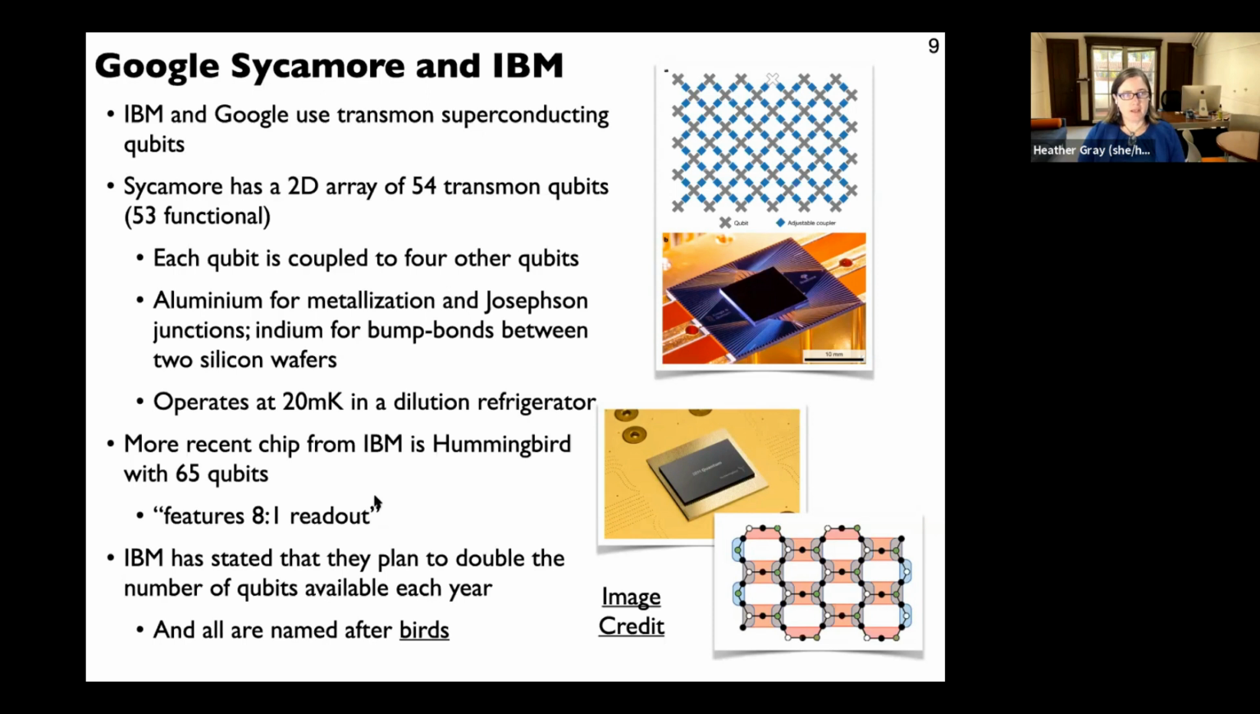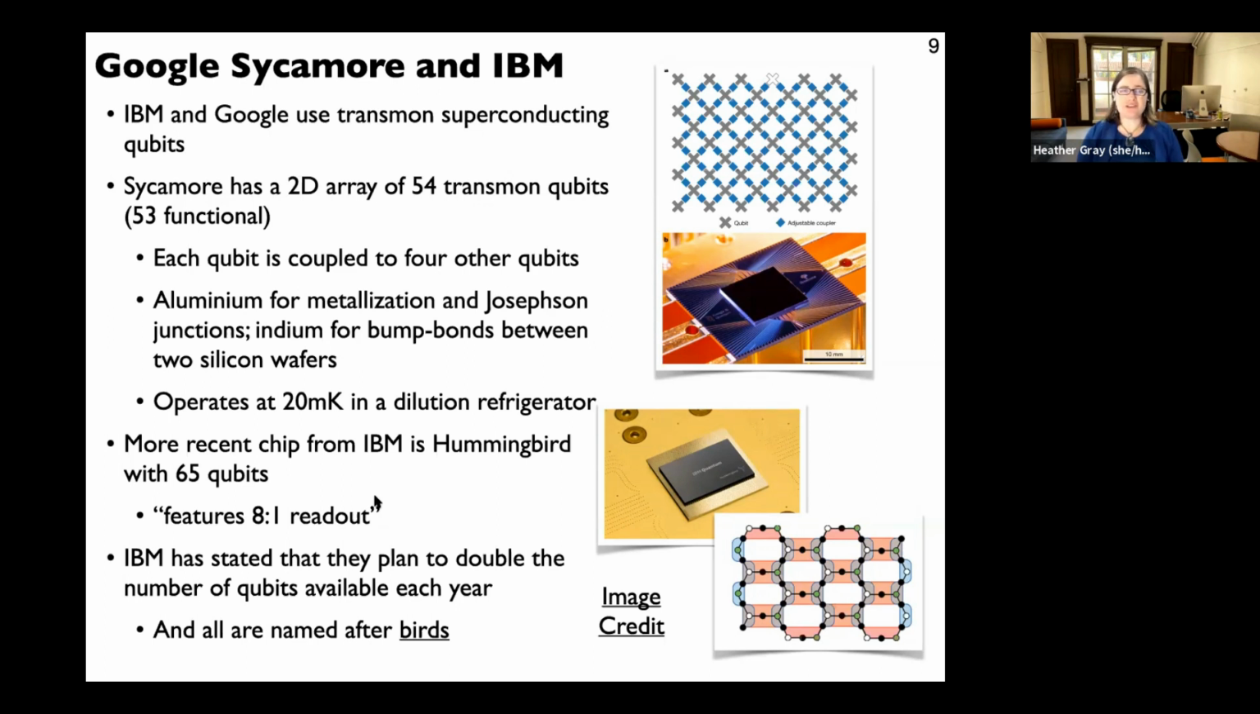Now, this is made using aluminium for metallization and those Josephson junctions, and it also uses indium bump bonds between the silicon wafers. Pretty much like most quantum computers, it needs to operate in a dilution refrigerator, and this one is at a temperature of 20 millikelvin. Now, the more recent chip, which came out, I think, last year, is this IBM Hummingbird.